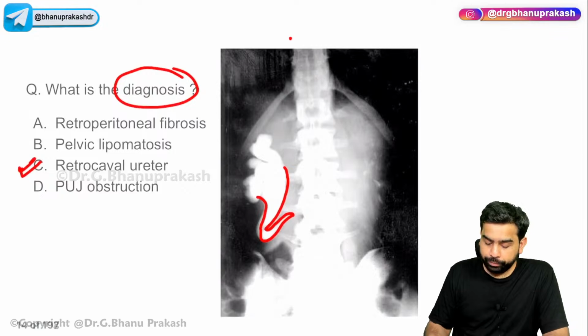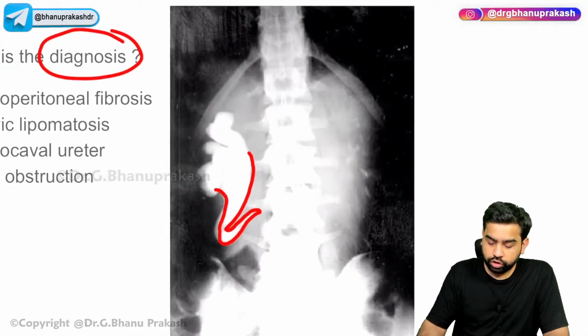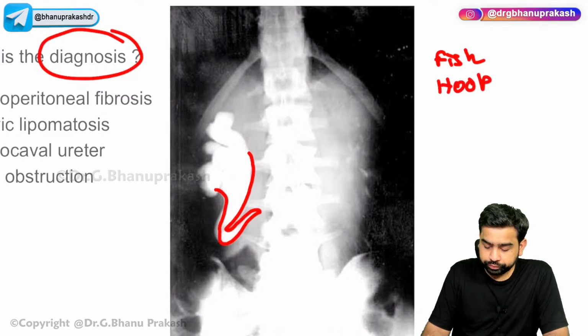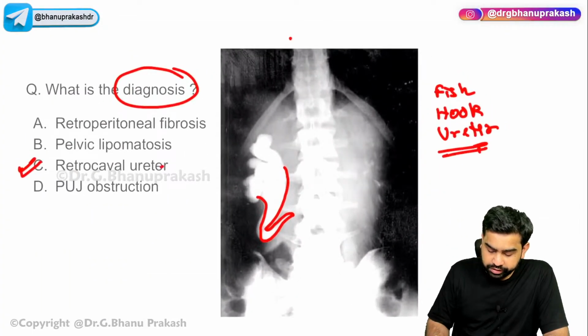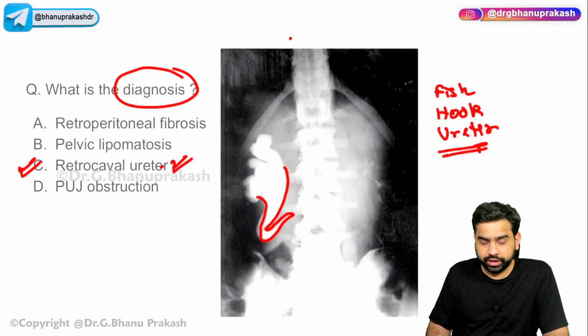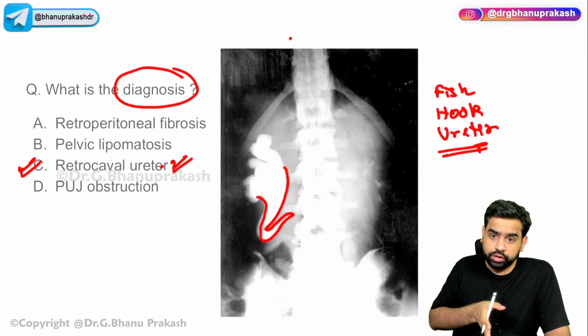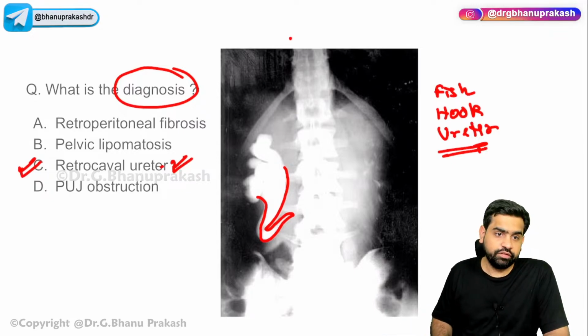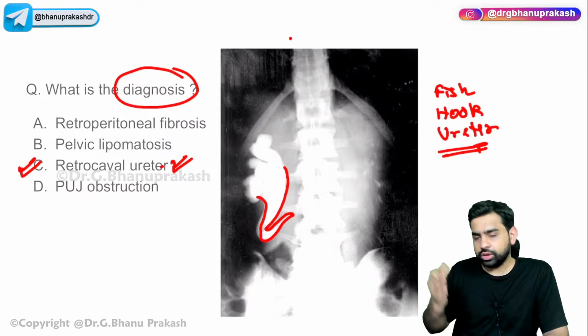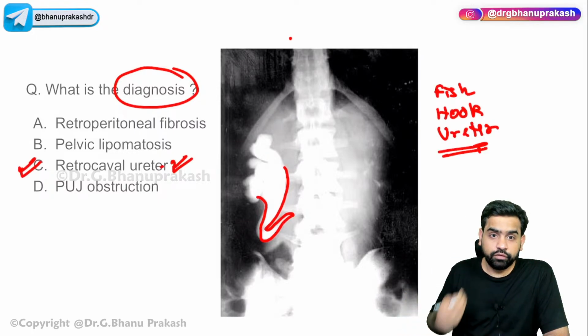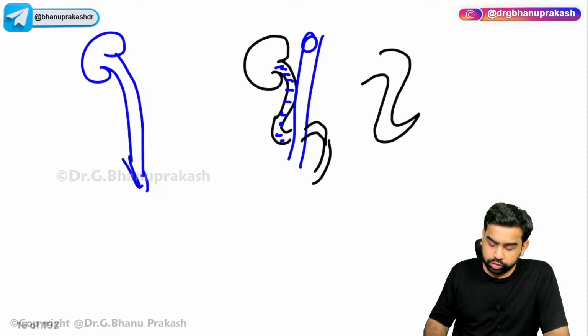Please try to understand, a very characteristic feature of this is called a fish hook ureter. This fish hook ureter is a characteristic finding of a retrocaval ureter. What is a retrocaval ureter? That is an embryological anomaly where the ureter is passing behind the inferior vena cava. It might appear like a, okay, so yes, hydronephrosis is there, but the hydronephrosis is because of the retrocaval ureter. Okay, so I hope you understood. This is called a fish hook ureter.